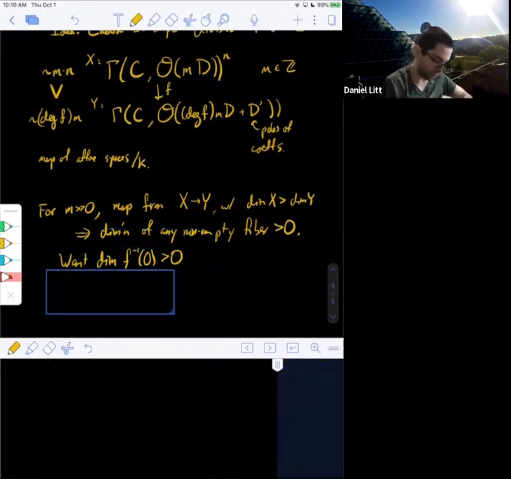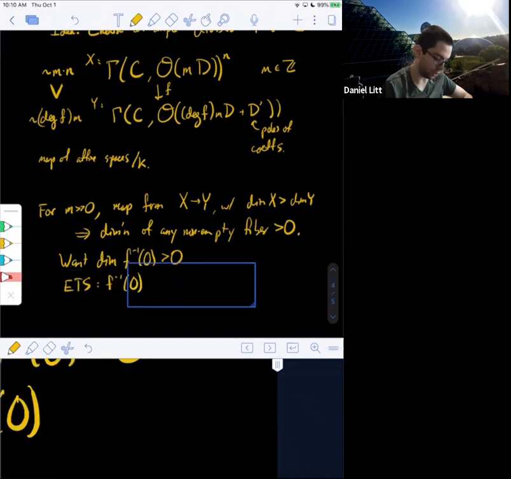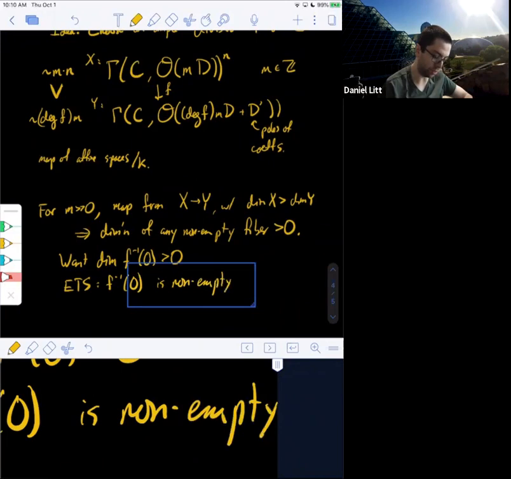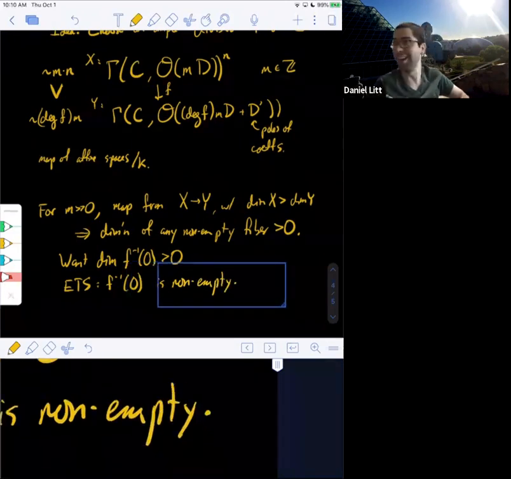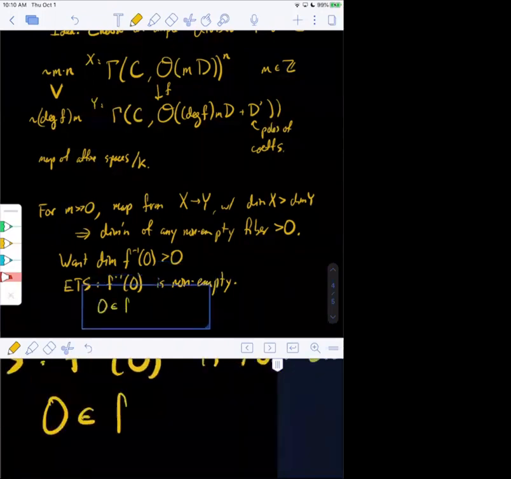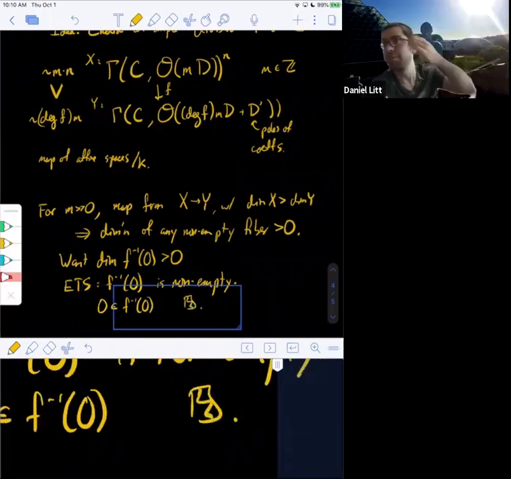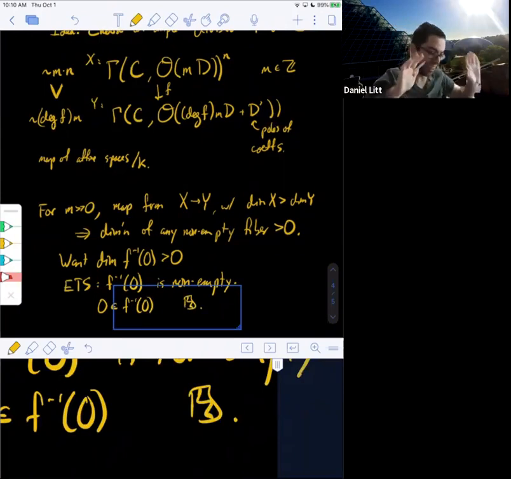And so it's enough to show that f inverse of 0, this fiber, is non-empty. Because if it is, it must be positive dimensional by the previous remark. So why is f inverse of 0 non-empty? F is homogeneous. Yeah, exactly. F is homogeneous, so that means that 0 is in f inverse of 0. So we're done. Great.